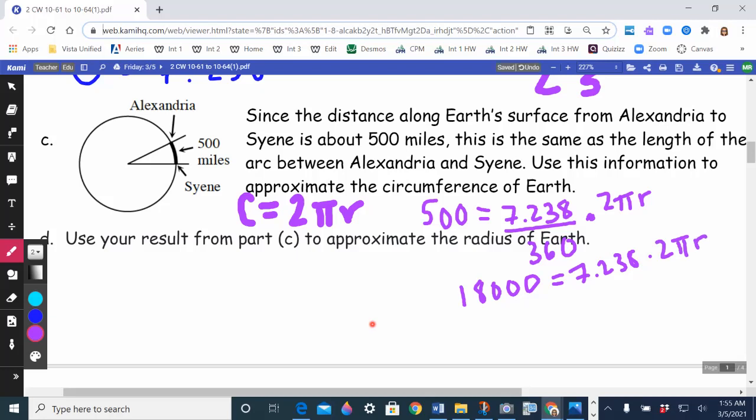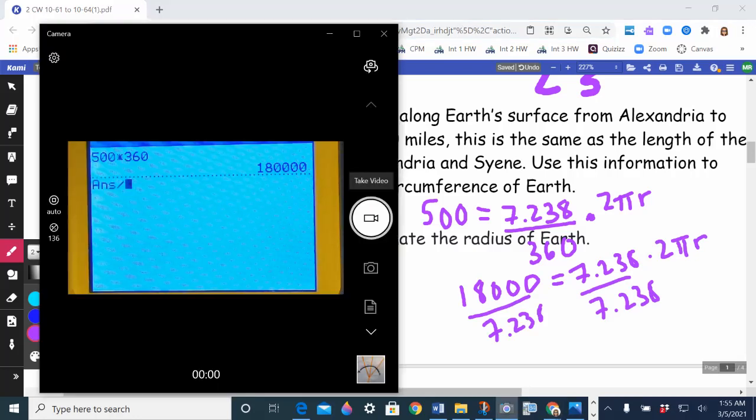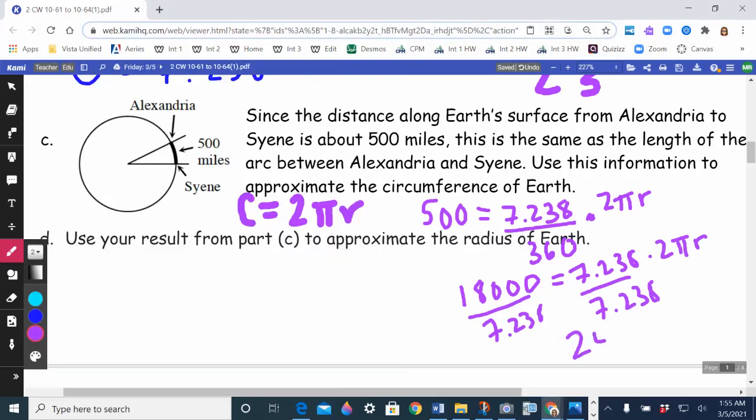So then I want to divide both sides by that 7.238. And so when I do that, I divide it by 7.238, I get that my circumference is about 24,869. Okay, about. That's my 2 pi r, which is my circumference.